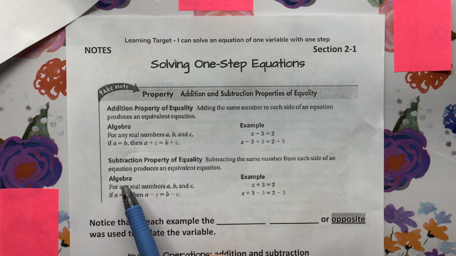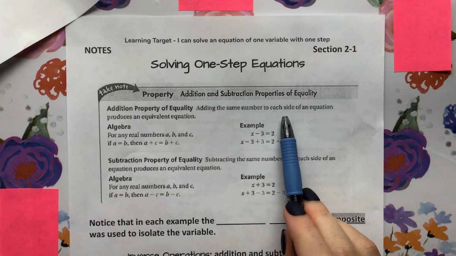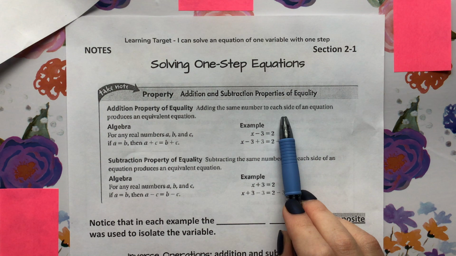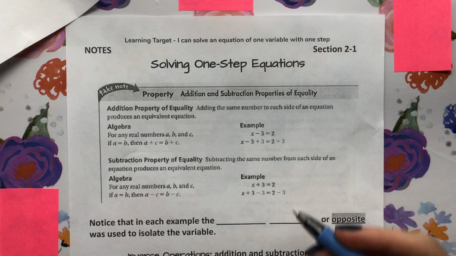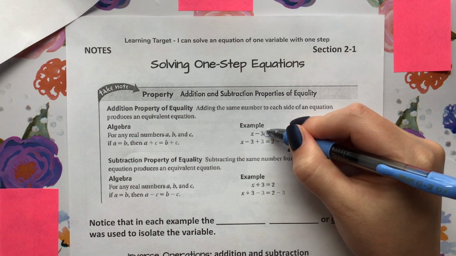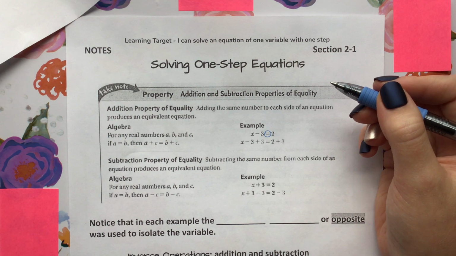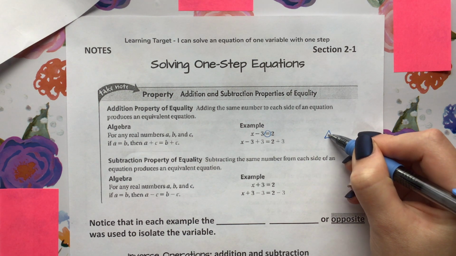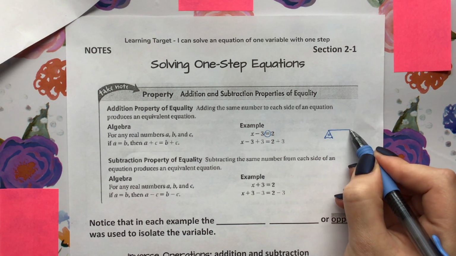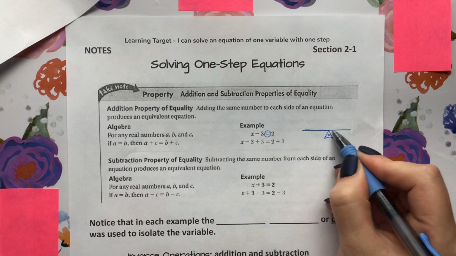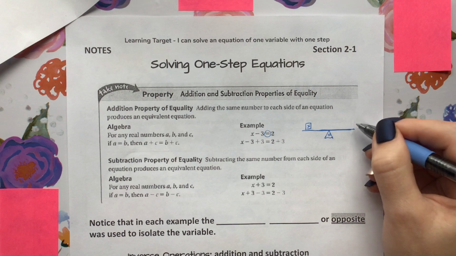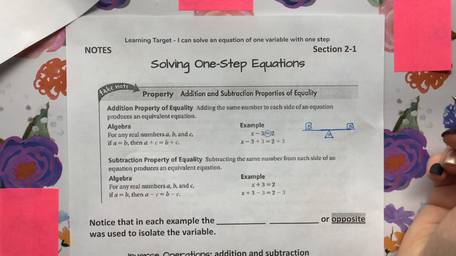Basically what this says is if you add the same number to each side of an equation, it results in the same equation. Now, what I want you to remember is equal sign means the same or balanced. So imagine that you have a teeter-totter, okay? And right here is where the equal sign is. And you have an X on this side and an X on that side.